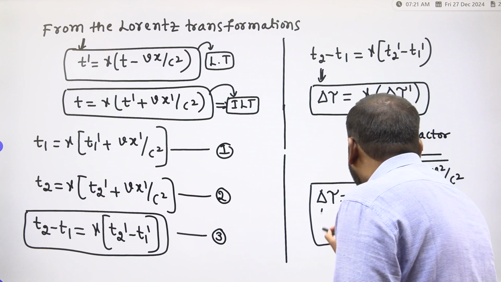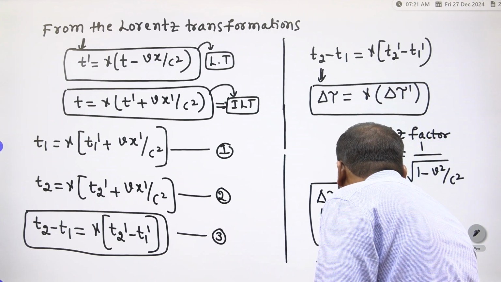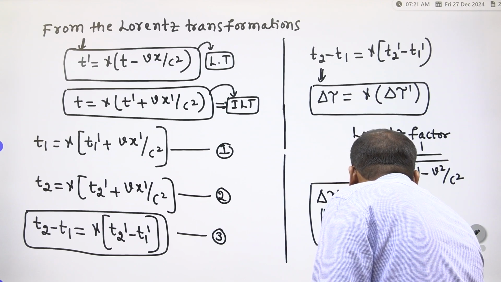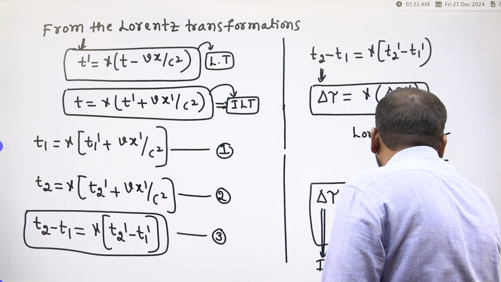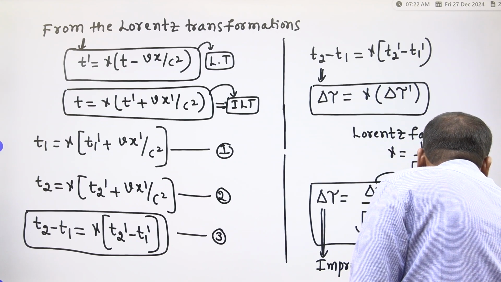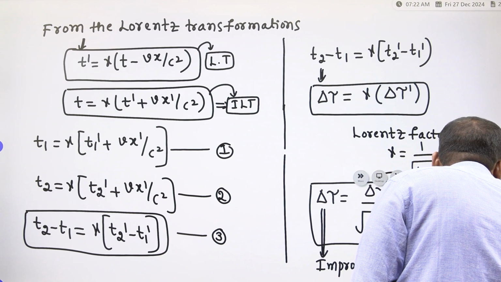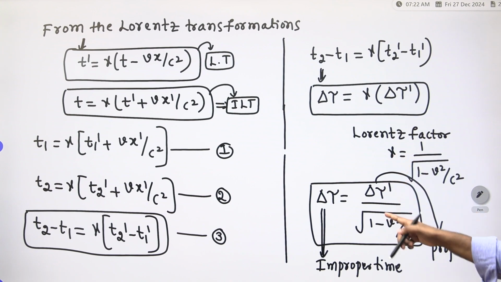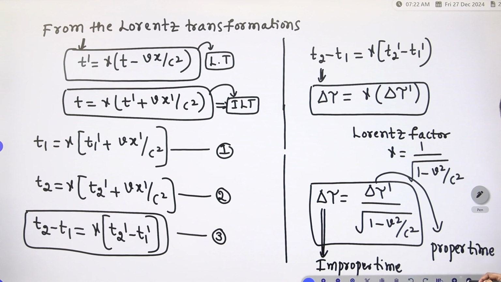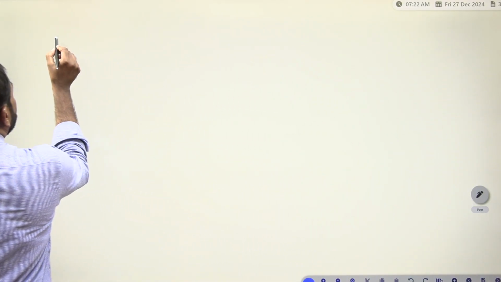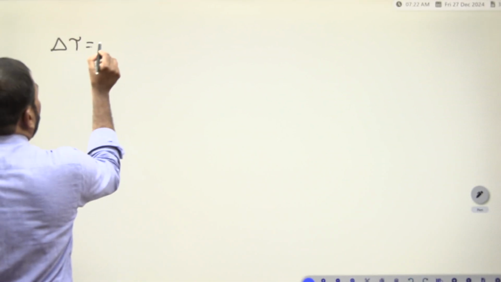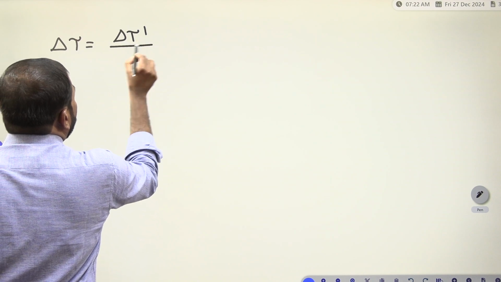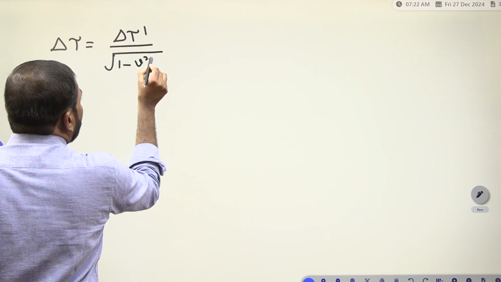This time we call improper time, and this time we call proper time. Based on this, 1 by square root of 1 minus v square by c square is greater than 1. So, delta tau, the improper time, is equal to delta tau dash divided by square root of 1 minus v square by c square.